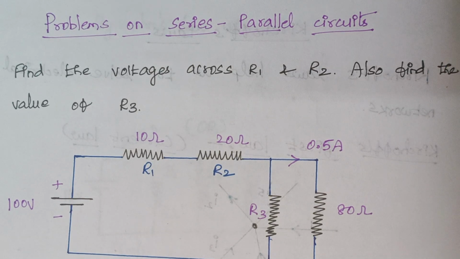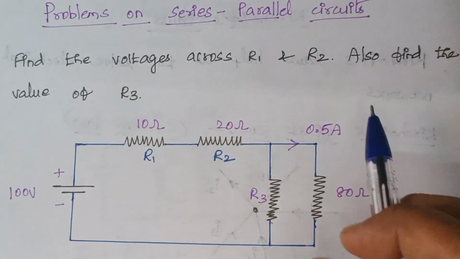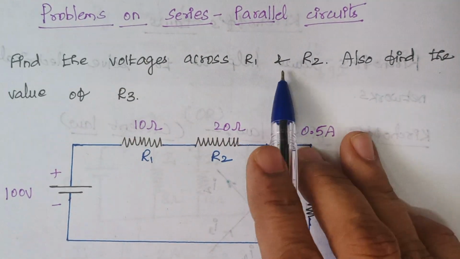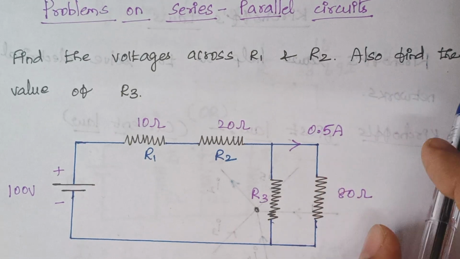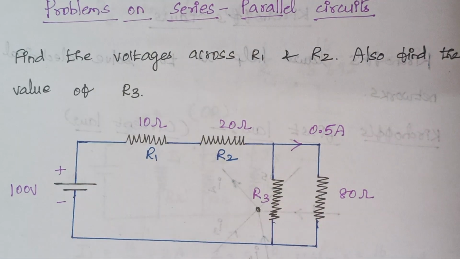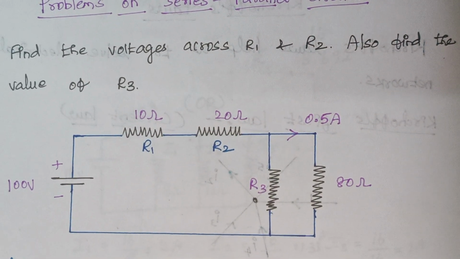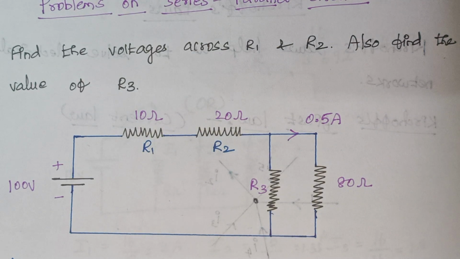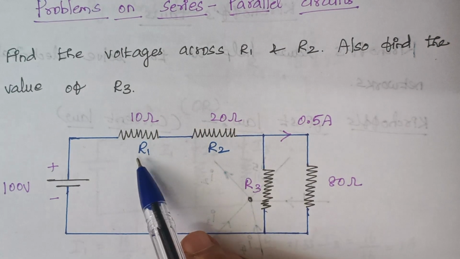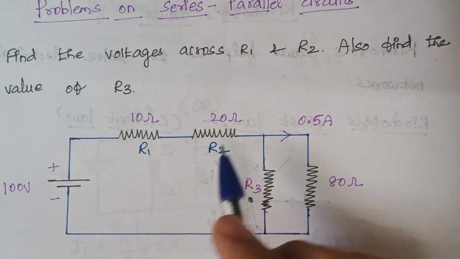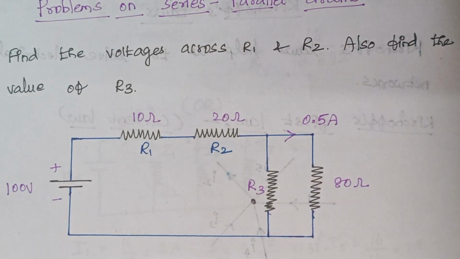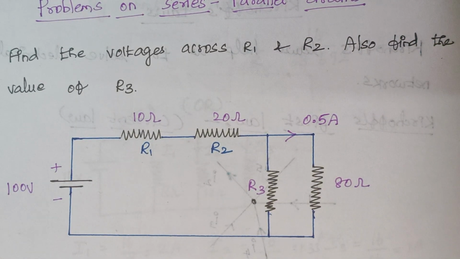So here, let's start with the first problem. Find the voltages across R1 and R2. Also find the value of R3. Right, this is our given circuit diagram. So in this circuit diagram, we have to calculate the voltage across R1, R2 and we have to find the value of R3. Right. So what are all the given data?